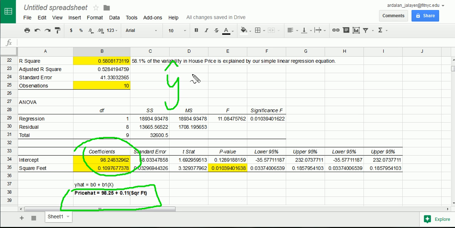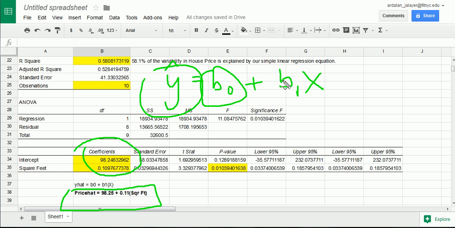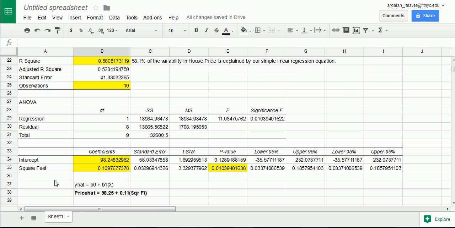Y hat equals B0 plus B1 times X. We replaced all of these with the appropriate numbers for the coefficients and names for the variables based on this problem, and we ended up with this one down here, the bold one. Price hat, predicted price, in other words, equals blah blah blah plus blah blah blah times square footage.